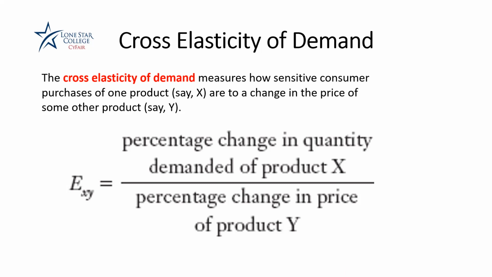Substitute, complementary, okay? Cross elasticity tells you basically how sensitive the consumers are to the changes in the price of related goods, okay? So if the price of good Y changes by X%, you can measure how much the quantity for product X as a substitute or complementary, as a related good, is going to change.